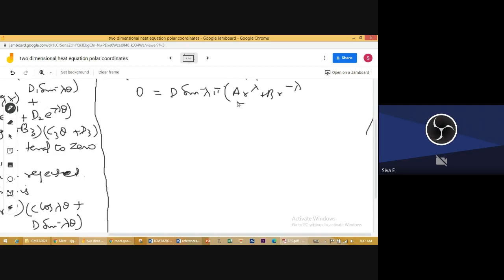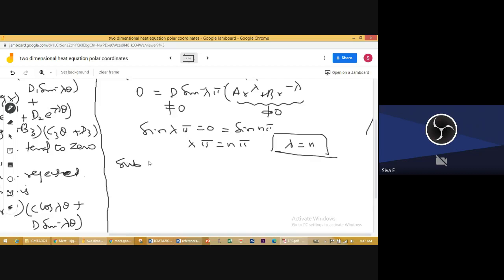Here A r power lambda, B r power minus lambda is not equal to 0, D also not equal to 0. So sine lambda phi equal to 0. This is equating to sine n phi. Lambda phi equal to n phi, so lambda equal to n.